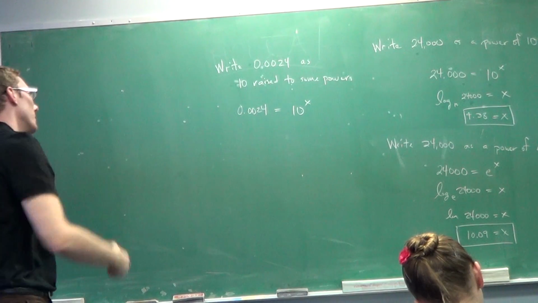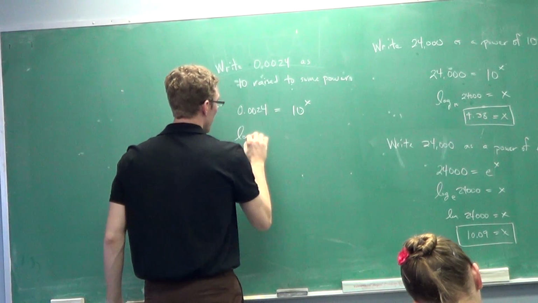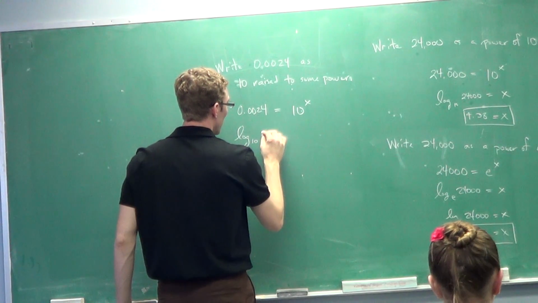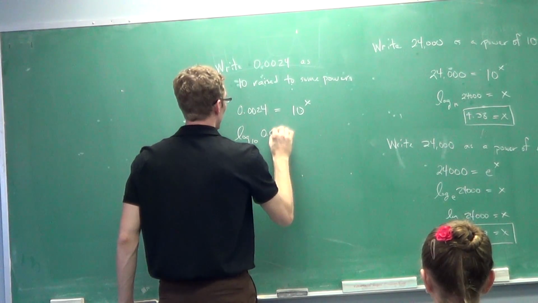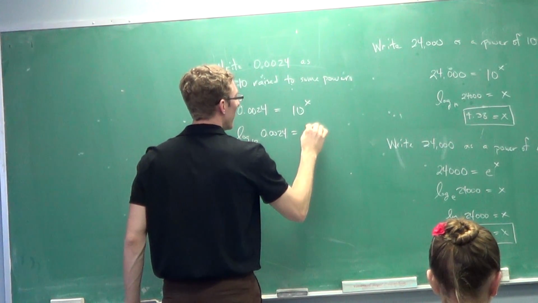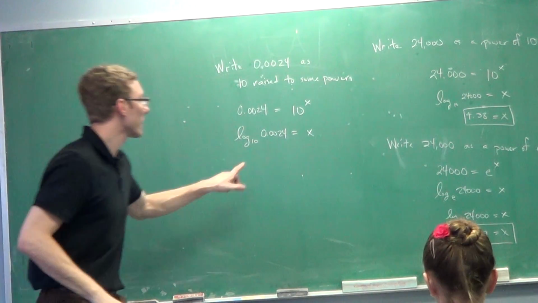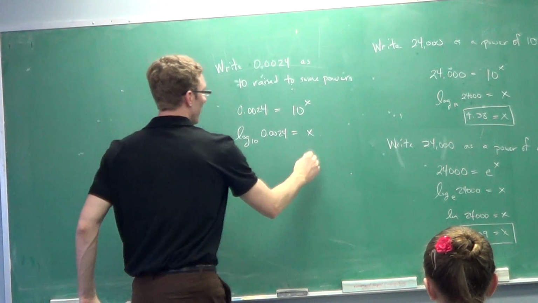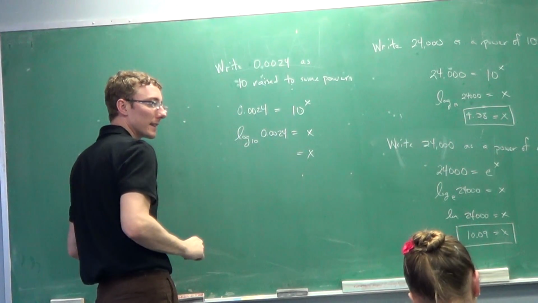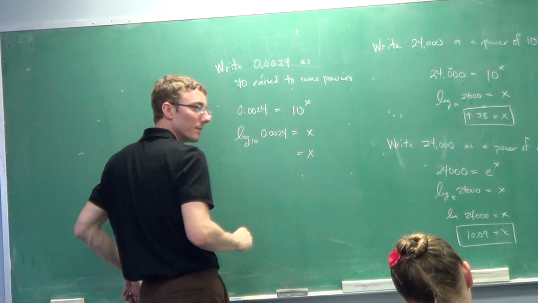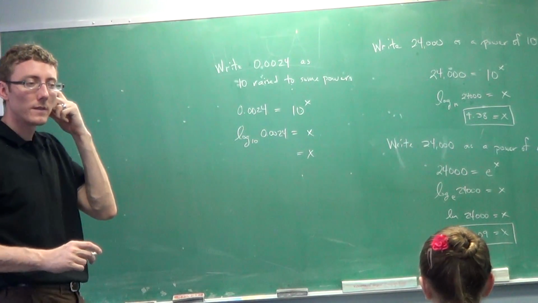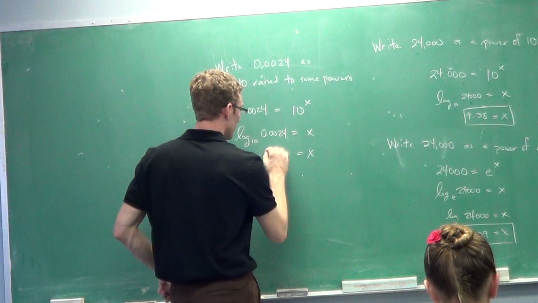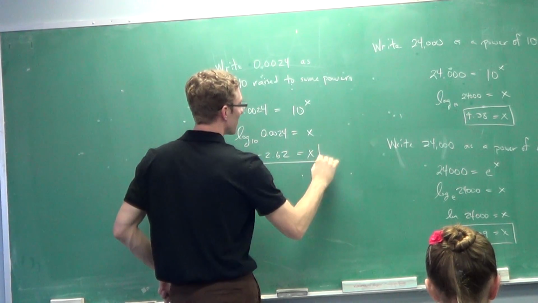Let's try to go to logarithmic form. Log base 10 of 0.0024 is x. Now we have x by itself, and we have a log base 10 button on our calculator. We do log of that, and we'll figure out what x is. And the answer? -2.62. You said that hesitantly.